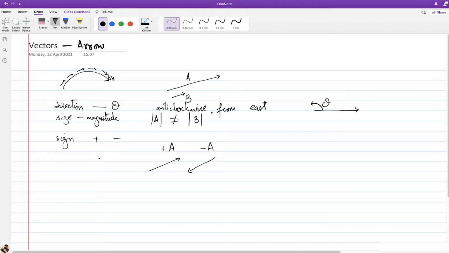All right. Now similarly, I'm just talking about extreme cases here. There can be a vector, this is a zero vector. So a zero vector is basically one that might have a direction.